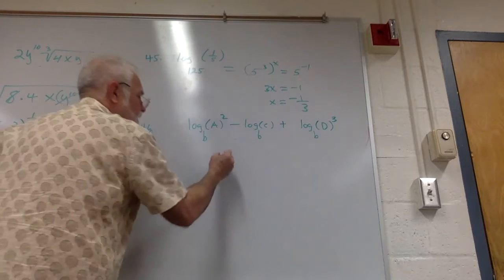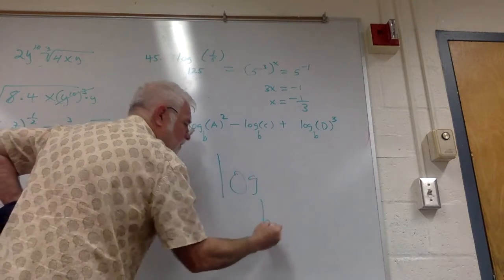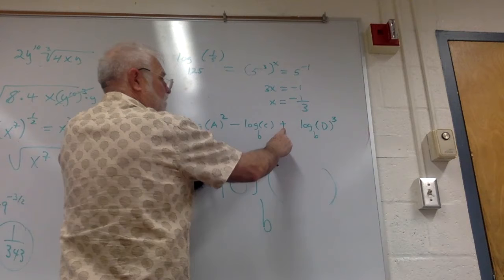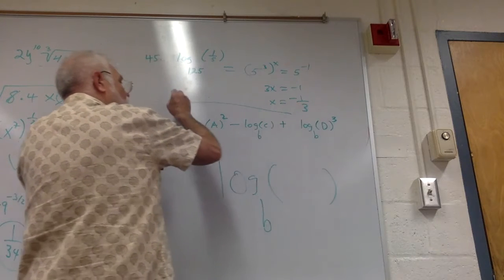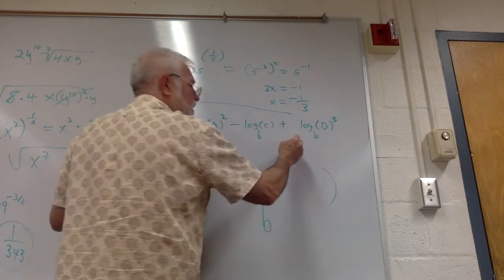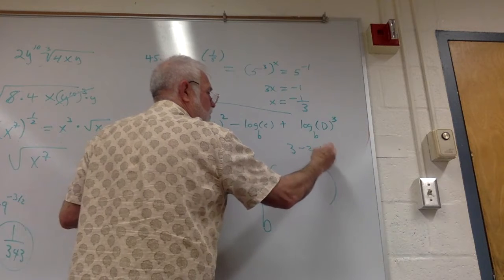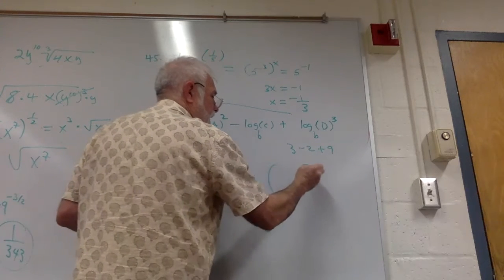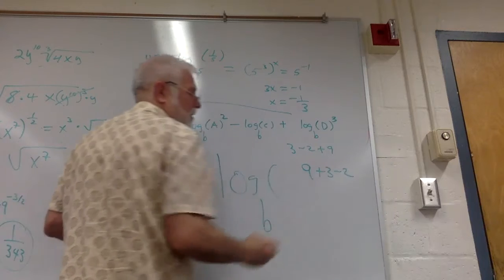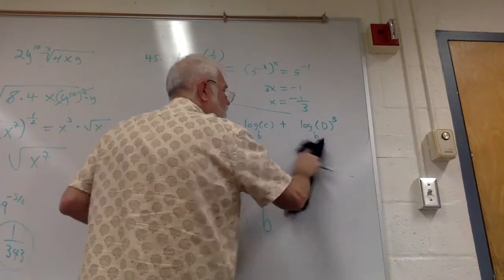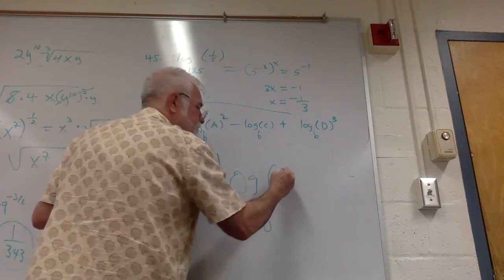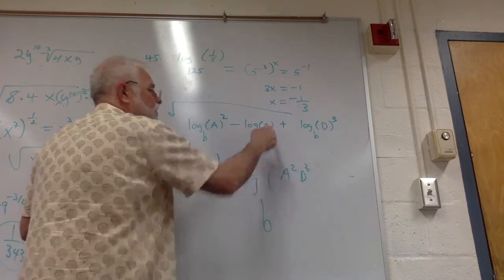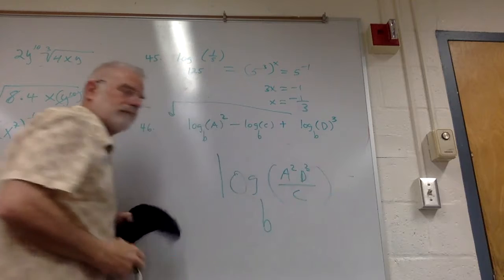And so now we've got one big logarithm where addition is multiplication. I could move this over here, right? If I have 3 minus 2 plus 9, I could have written that as 9 plus 3 minus 2. Okay, so the addition implies multiplication. So a squared, d cubed. Subtraction implies division. Okay.